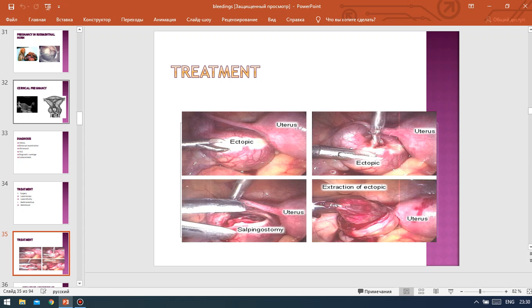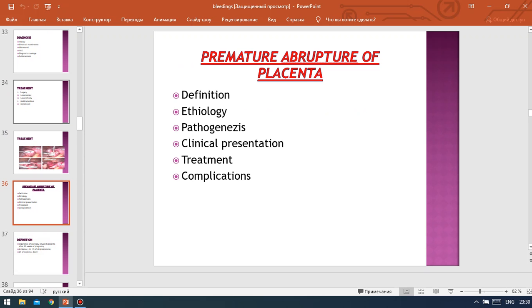And when we have a good result, the first sign is menstruation after the surgery, and hCG hormone less than 10. And after menstruation, we check the hCG hormone, it will be zero, like a non-pregnant woman.